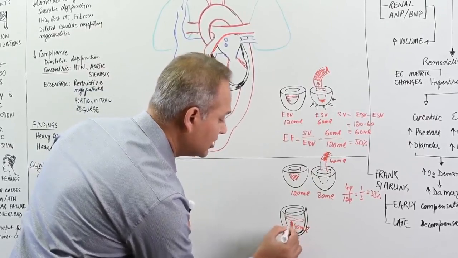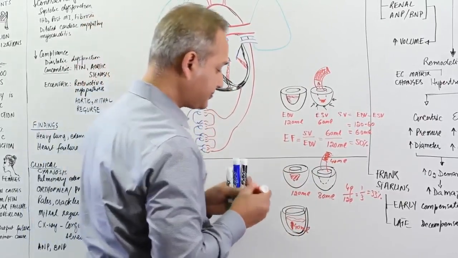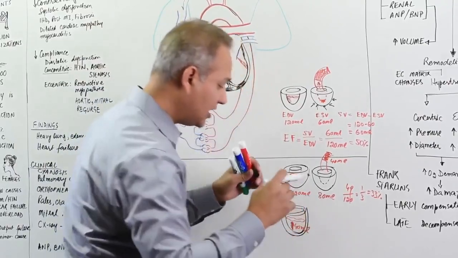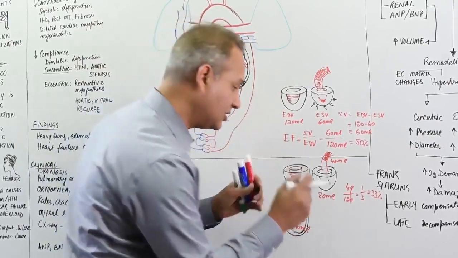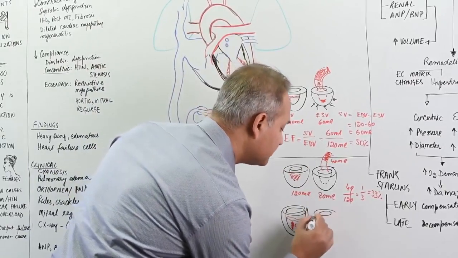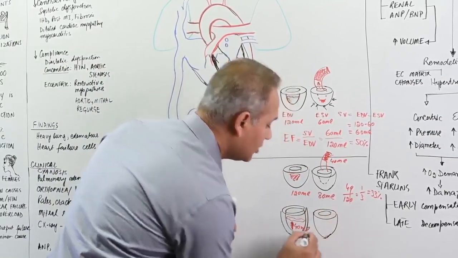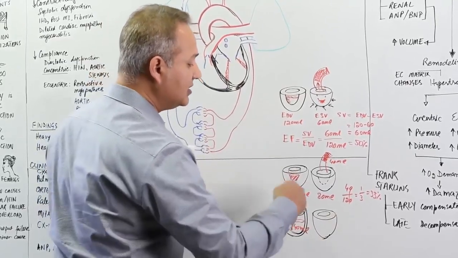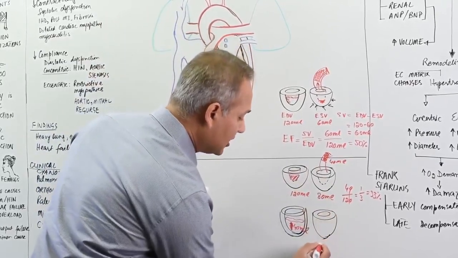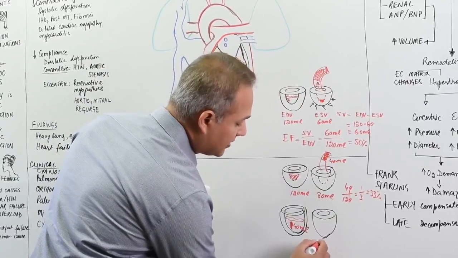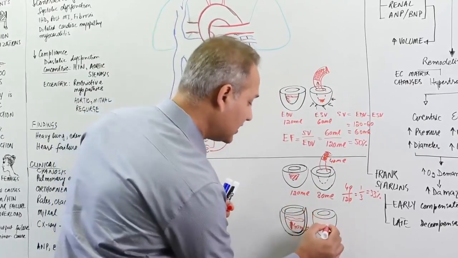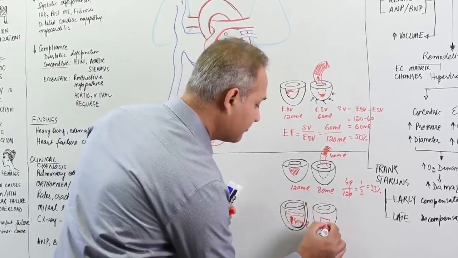Let's make it 140 milliliters just to make it easy for me. There's 140 milliliters. When the heart went into systole, of course there was a lot of blood, so it could not eject all of it. The end systolic volume now is, let's say, 90 milliliters. So that is the blood that is left here.